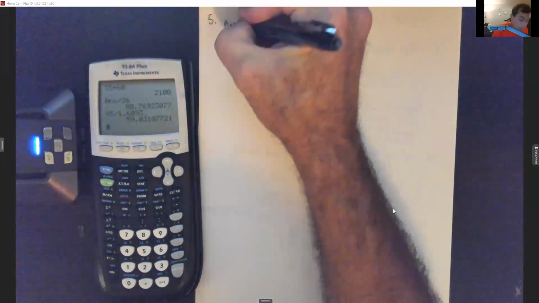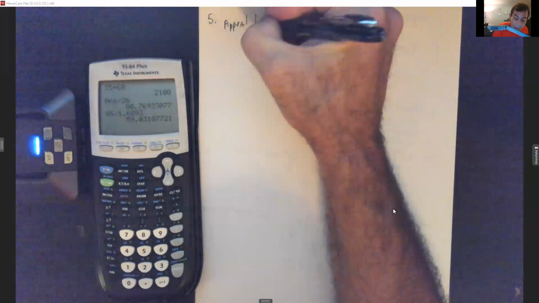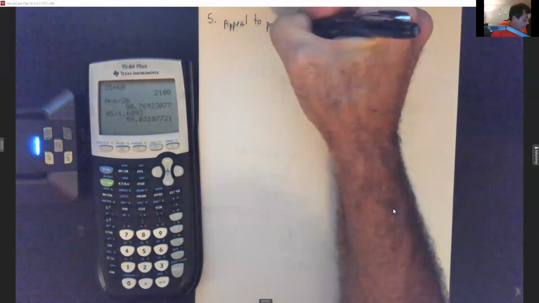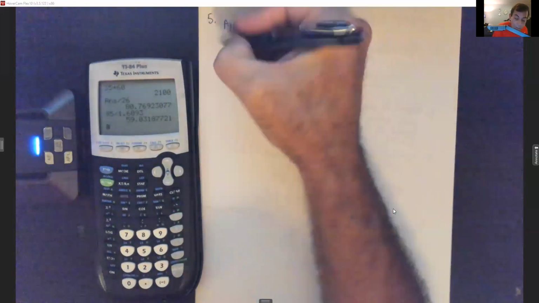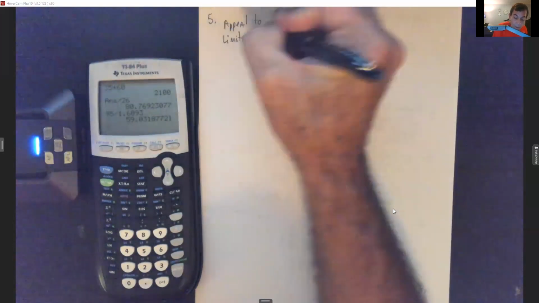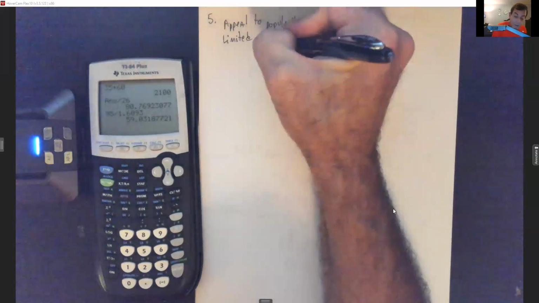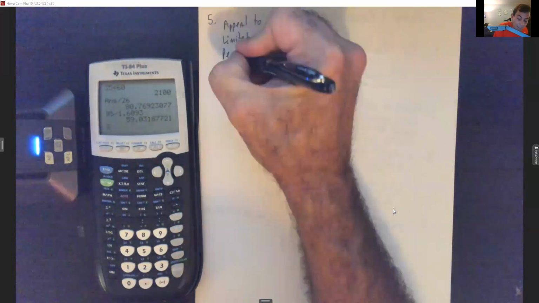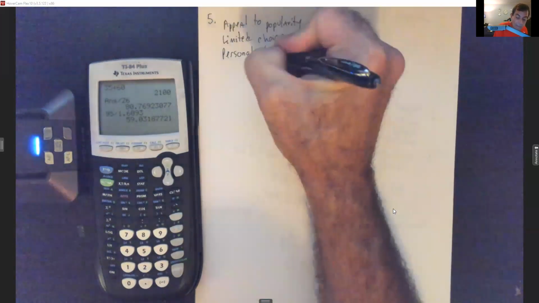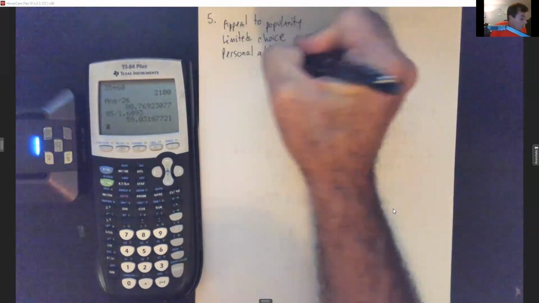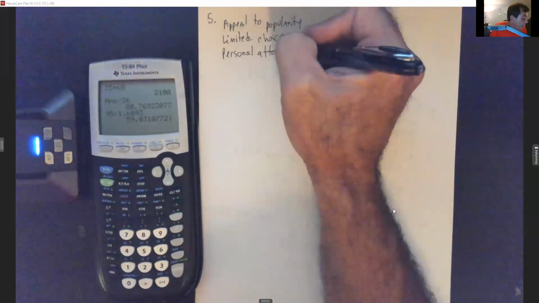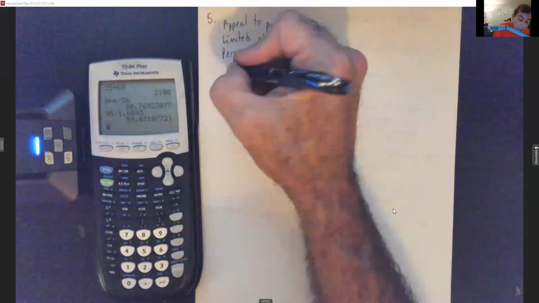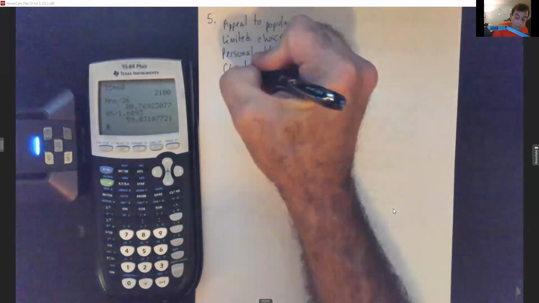Number 5, we're going to figure out what kind of fallacy we have again. So my answers are appeal to popularity, limited choice, personal attack, which is also called ad hominem, and then circular reasoning.